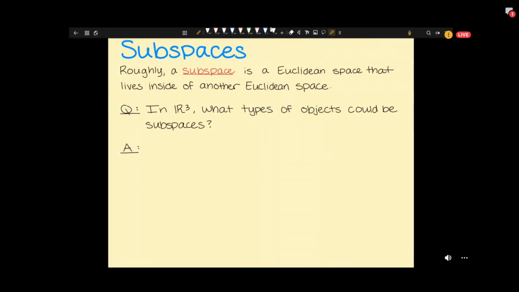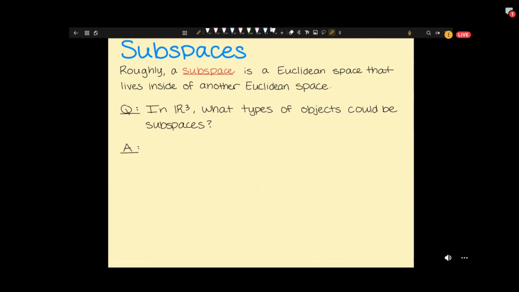Right. So before I get to the point, we have to make a little bit of a detour and talk about subspaces. Roughly, a subspace is a Euclidean space that lives inside of another Euclidean space.